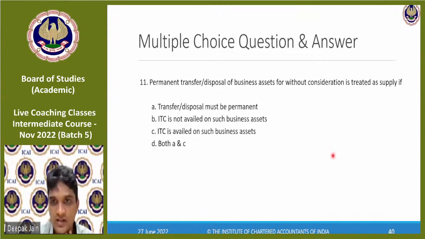transfer should be permanent. That is one condition. ITC is not availed. And ITC is availed. What is this? Both A and C. So A and C should be met, which is transfer should be permanent, and ITC should be availed. Only if these two conditions are satisfied, then it will be treated as supply. So correct answer is D.